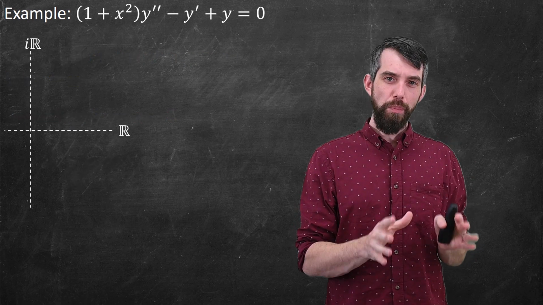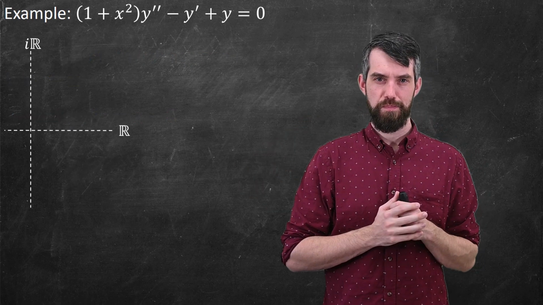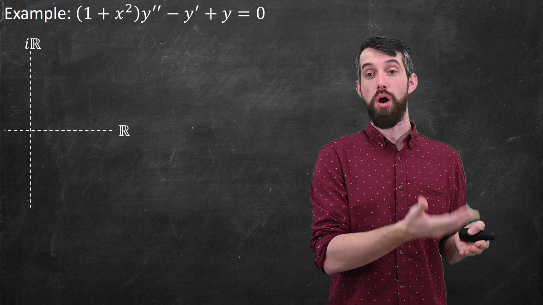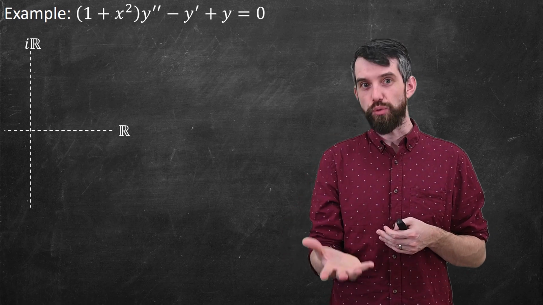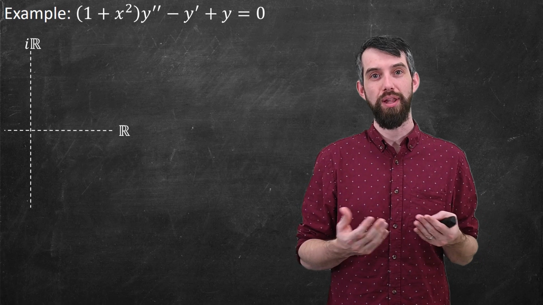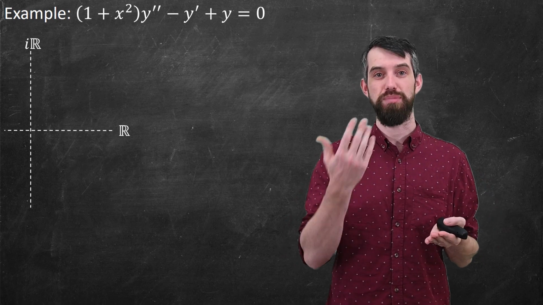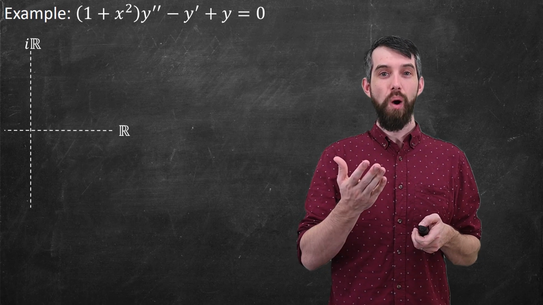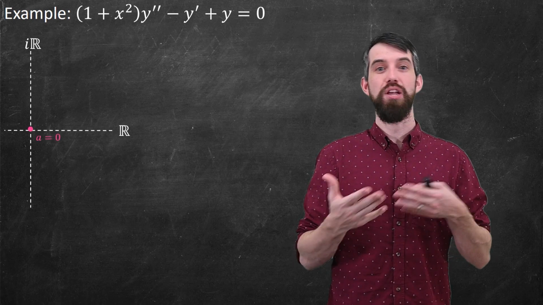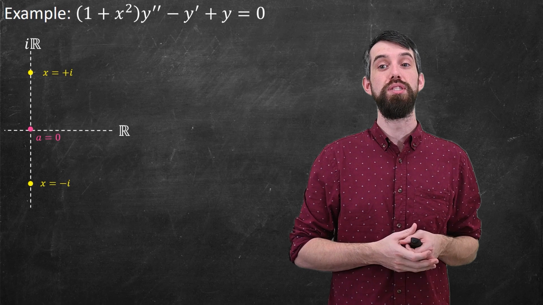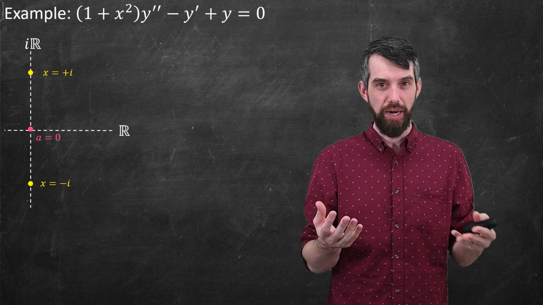I want to put up the complex plane. This is a way to represent complex numbers. I have one axis, which is the real axis, the horizontal, and the imaginary axis, which I denote as i times the real line. So on this complex plane, I have the a equal to 0 we've seen before, and I have my two singular points, plus i and minus i.